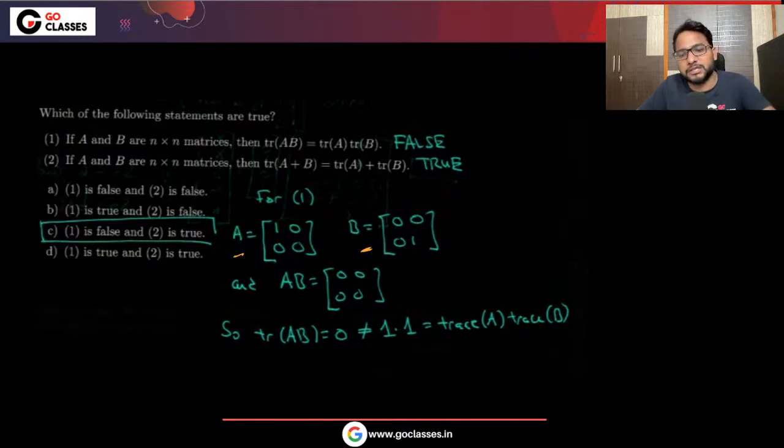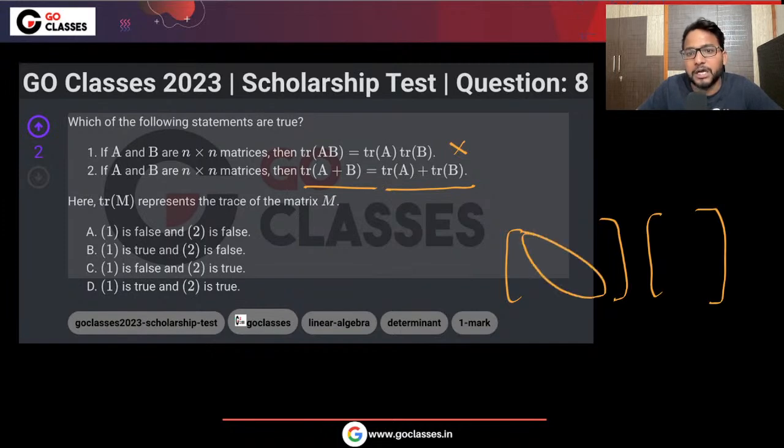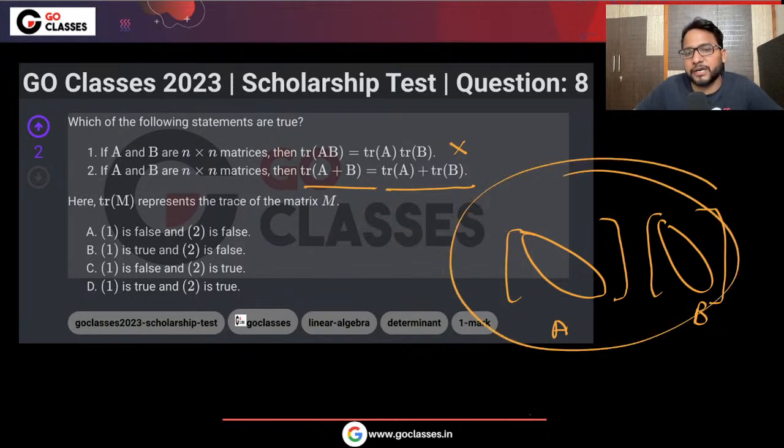So I hope you can see this. Basically that is why this is wrong, and trace of A plus B is the same as trace of A plus trace of B. That is quite intuitive also, because trace is just the summation of diagonal elements. If you're summing the diagonal elements of A, summing the diagonal elements of B, and then adding, or you first add them and then sum, both should be fine.